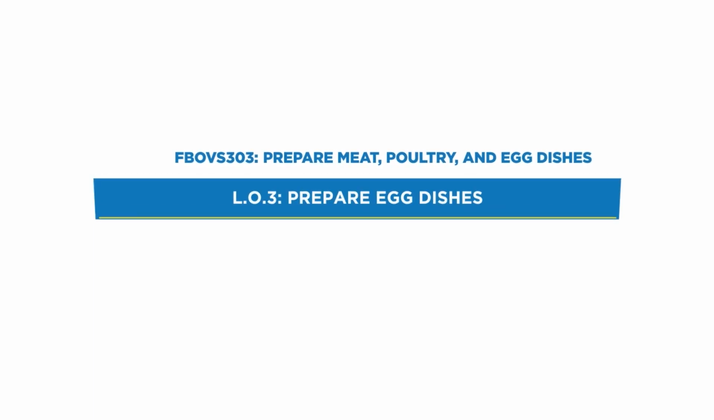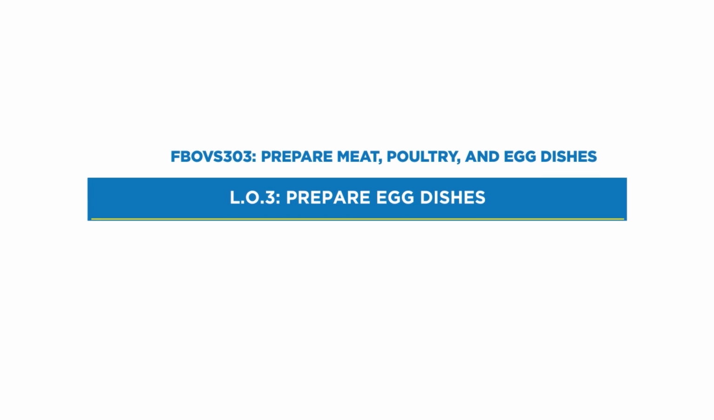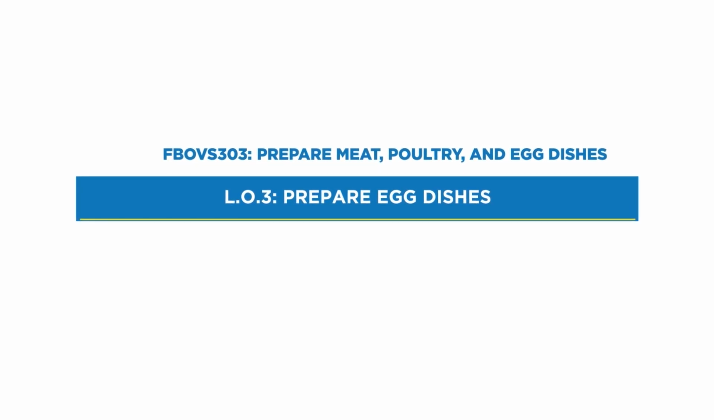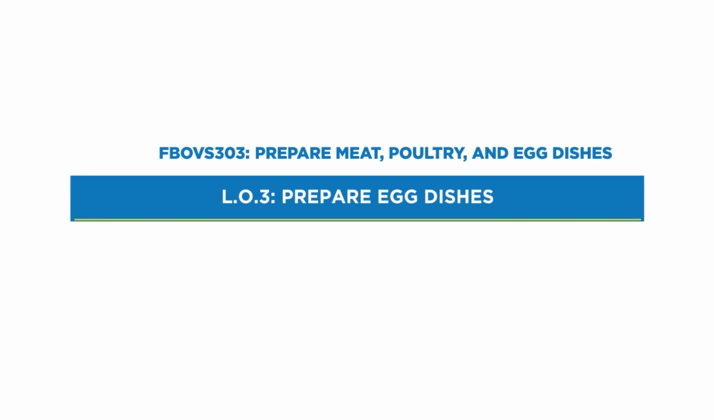Welcome to the Competence FBOVS 303, Prepare Meat, Poultry and Egg Dishes. In this session, we'll be focusing on learning outcome 3. Prepare egg dishes. Let's explore the key topics we'll cover today.